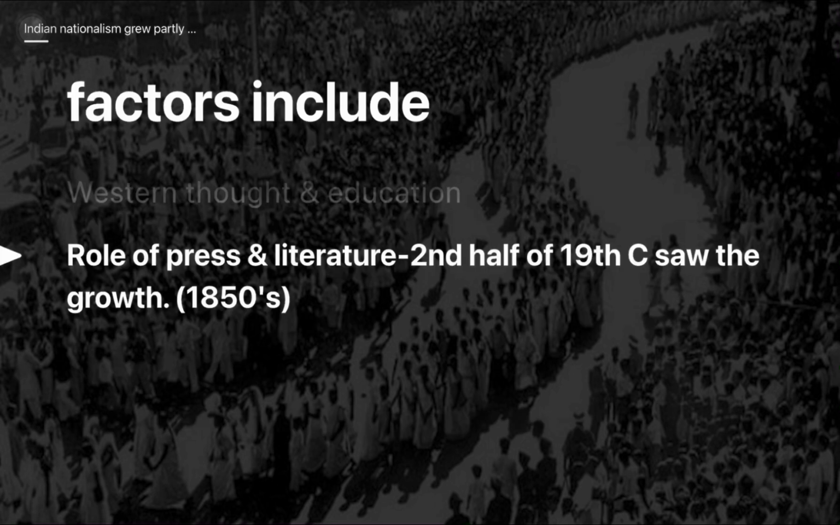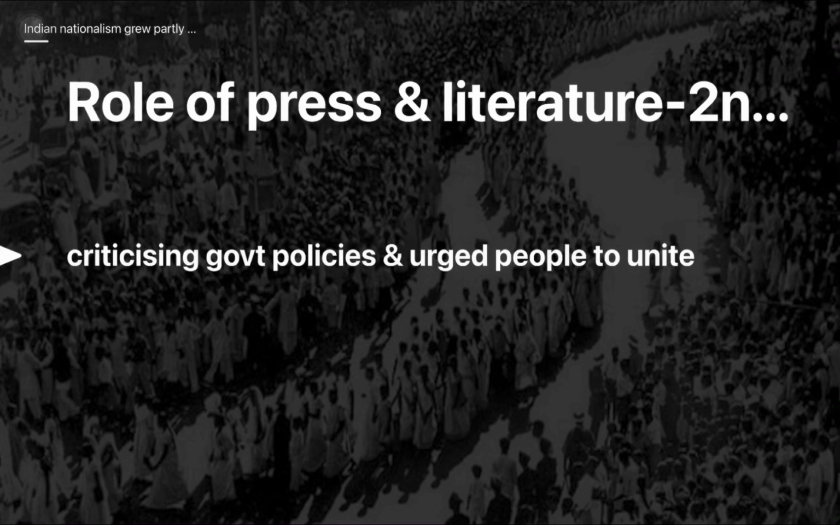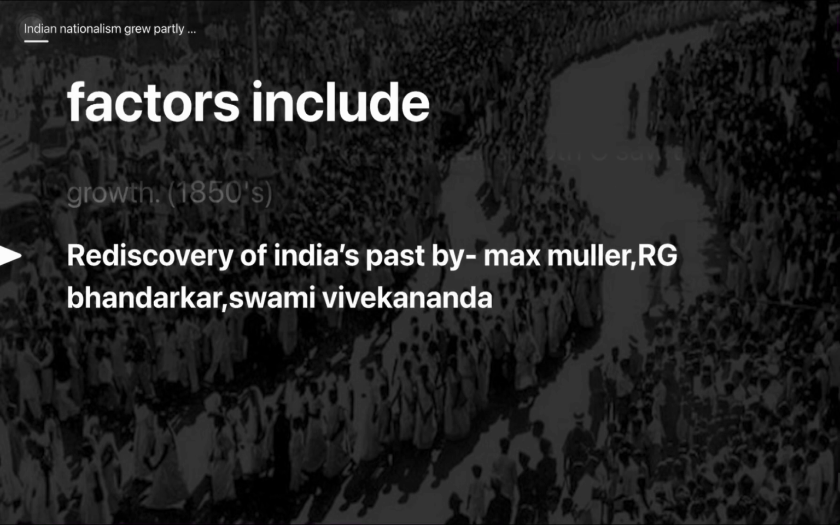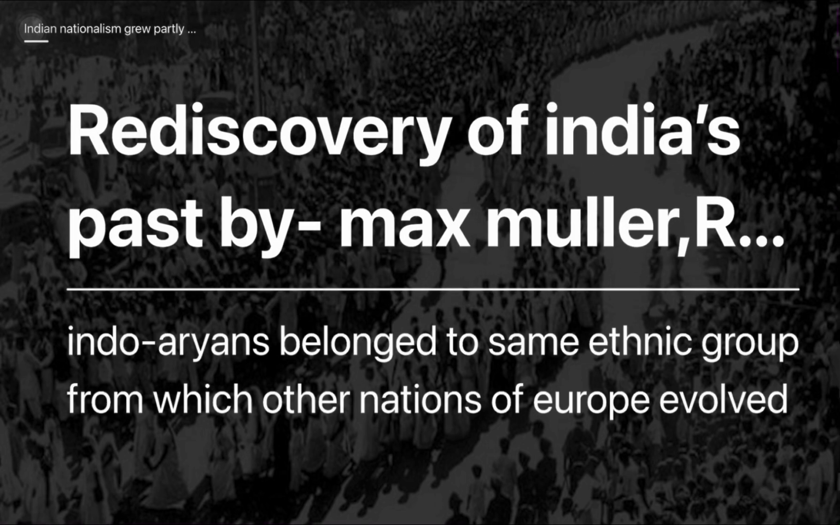Role of press and literature. The second half of the 19th century saw its growth, that is the 1850s, criticizing government policies and urging people to unite, spreading modern ideas of self-government and democracy. Rediscovery of India's past by Max Muller, R.G. Bhandarkar and Swami Vivekananda. They highlighted that Indo-Aryans belonged to the same ethnic group from which other nations of Europe evolved.